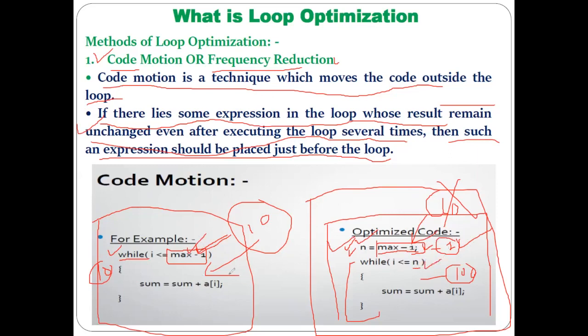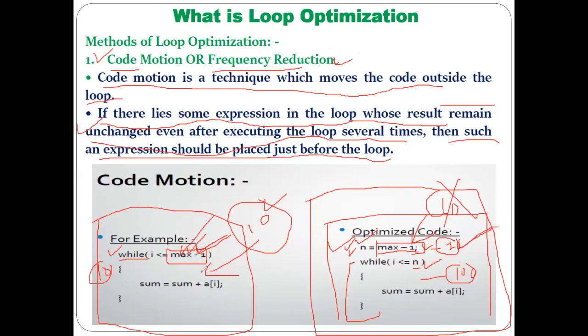So the frequency here, if the loop will run 10 times, frequency was 10, but here even if the loop runs 10 times or 100 times, frequency is going to be 1 only. That is the reason the name given to this technique is frequency reduction. Frequency reduction in the sense of how many times iteration is happening, how many times this sub expression is getting evaluated.